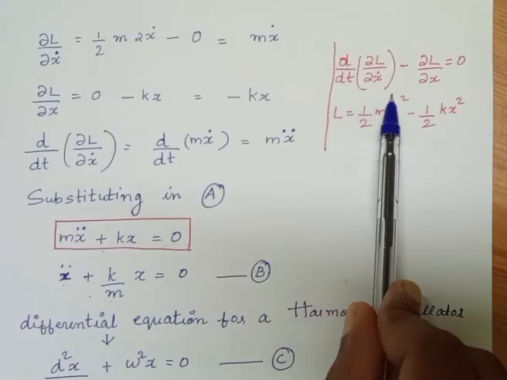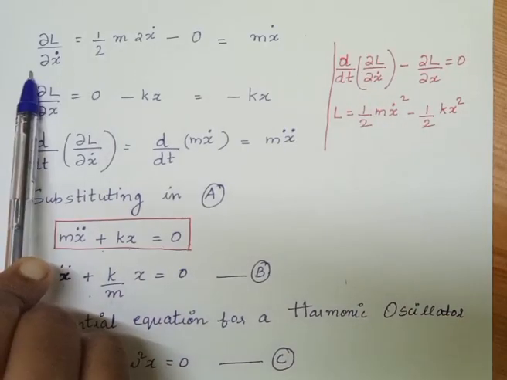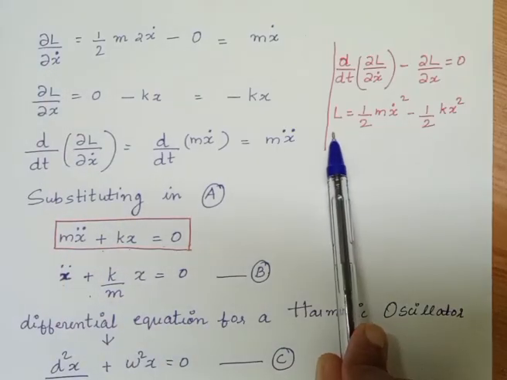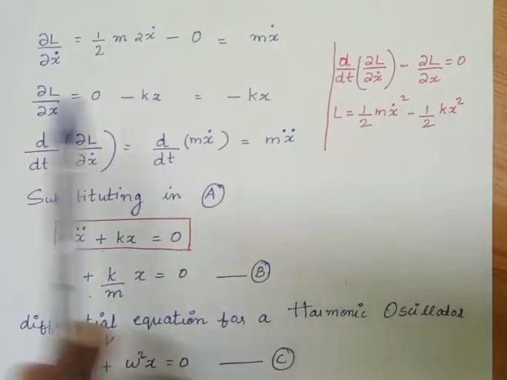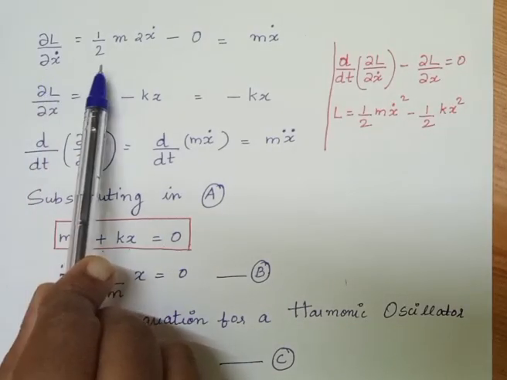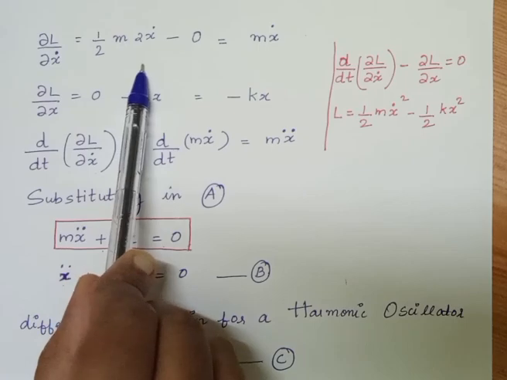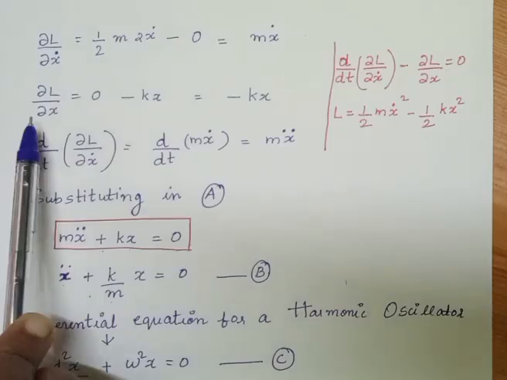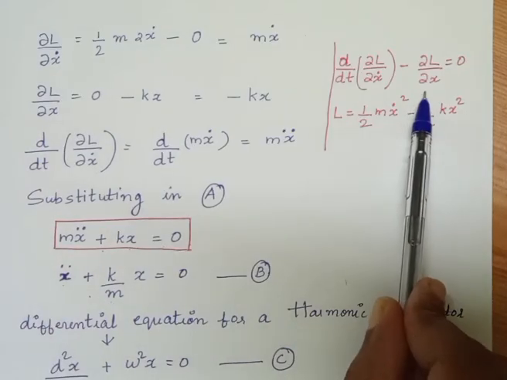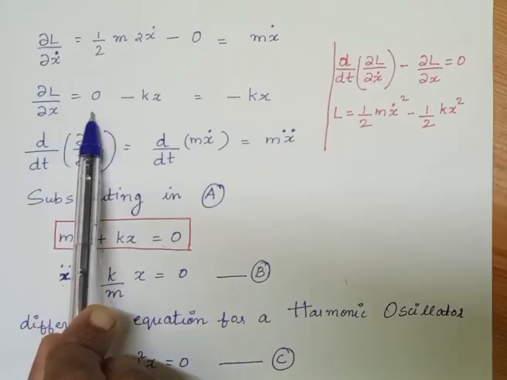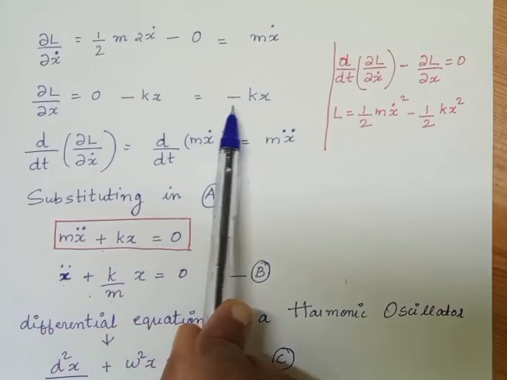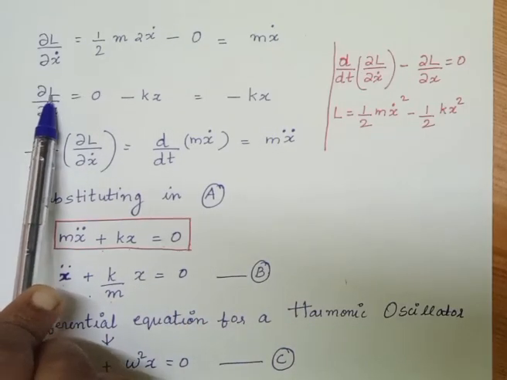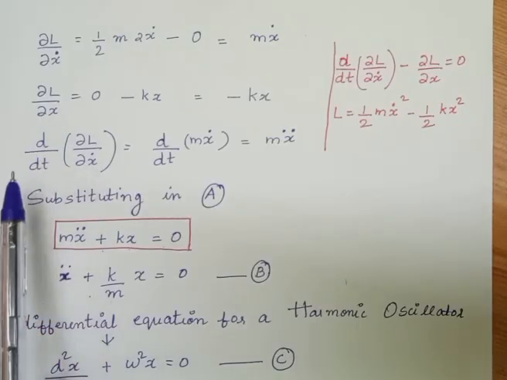Taking only the term ∂L by ∂x dot, partially differentiating L with respect to x dot, we get half m 2x dot minus 0 equal to m x dot. And ∂L by ∂x equals 0 minus kx, equal to minus kx. This is obtained by partially differentiating L with respect to x.